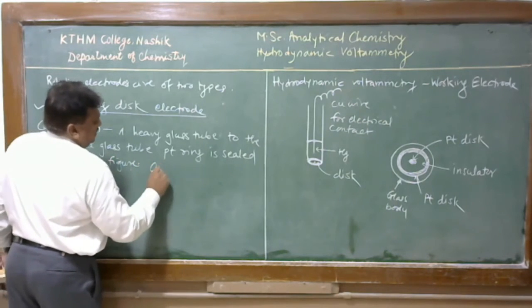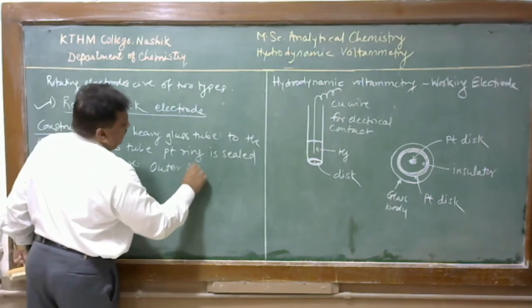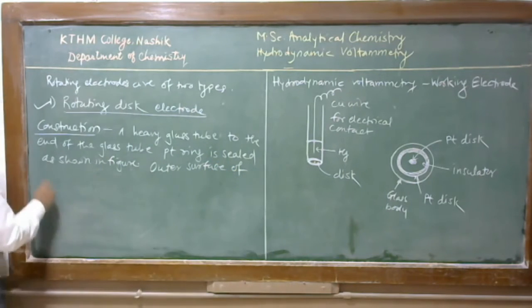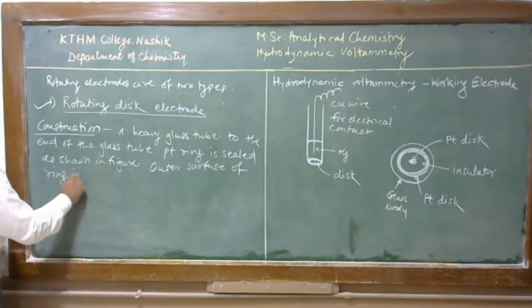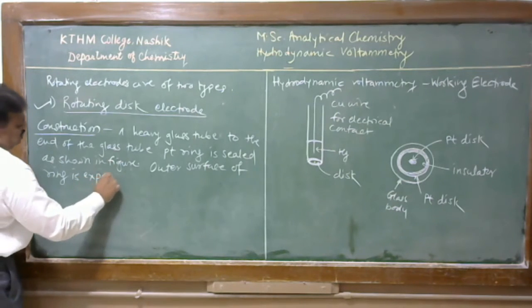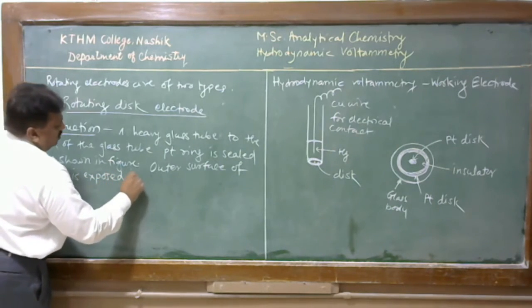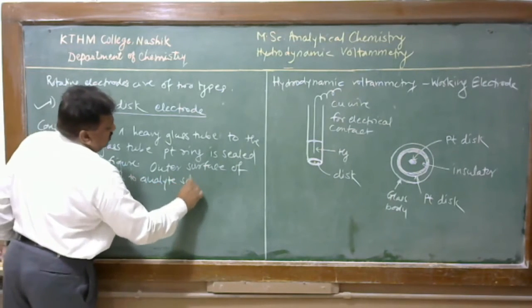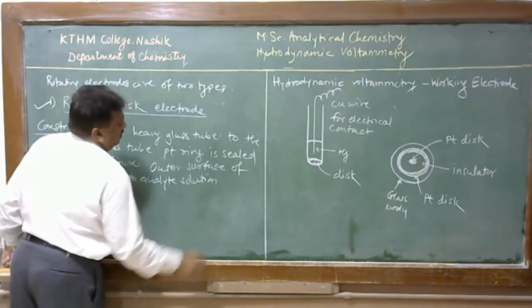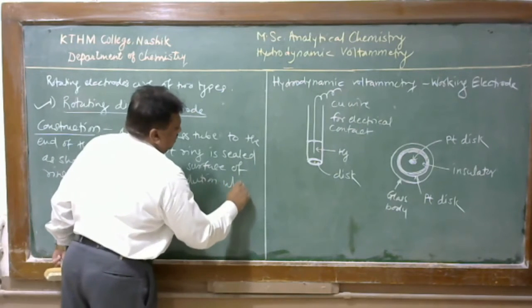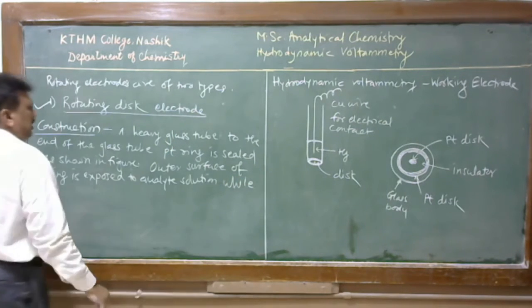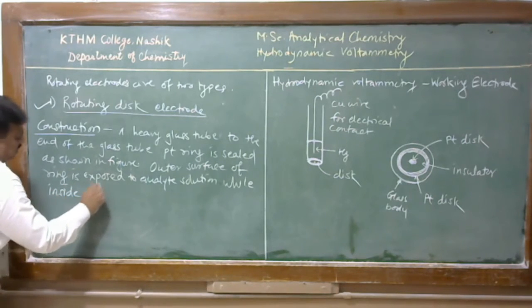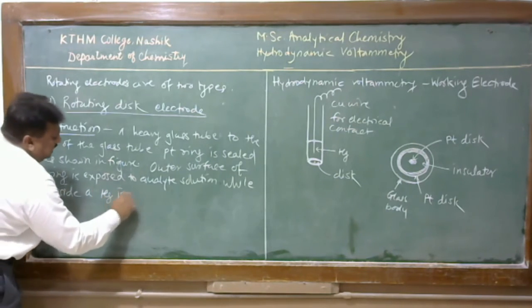Outer surface of ring is exposed to analyte solution, while inside the tube a mercury is added.